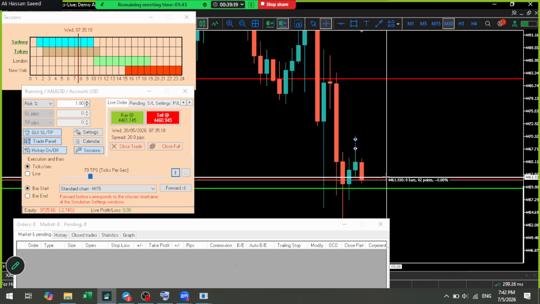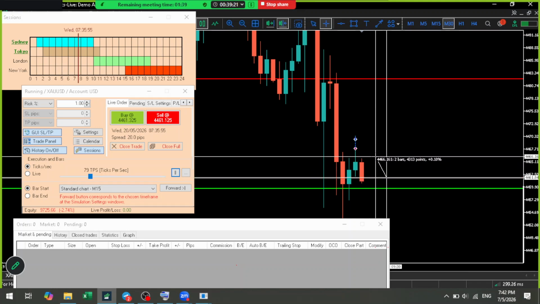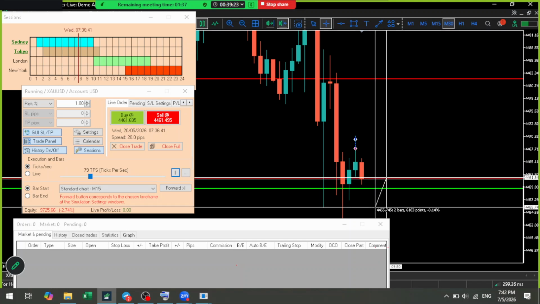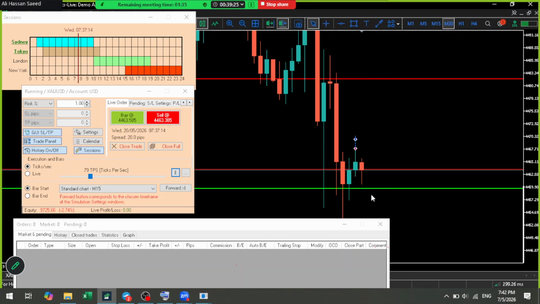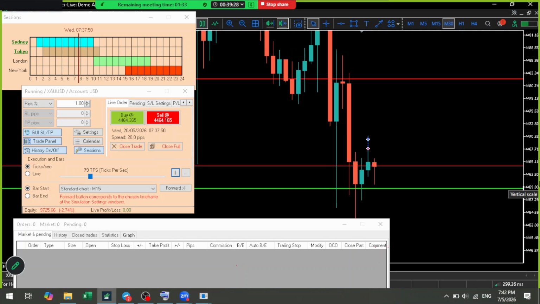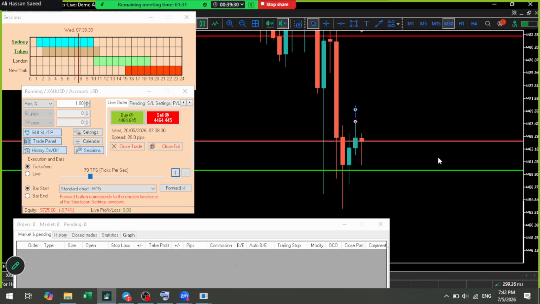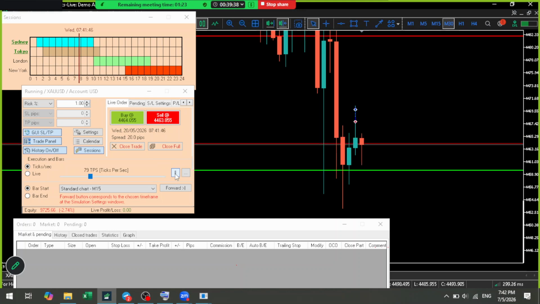What is this? 43 pips. Easy. 60 pips. Easy. Retracement we have, but it should work out. It should just.